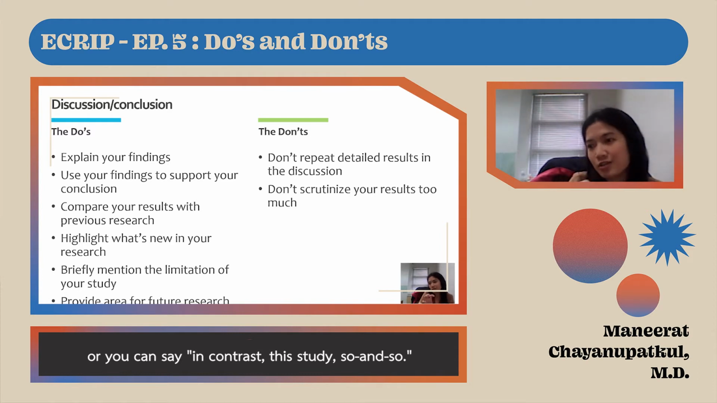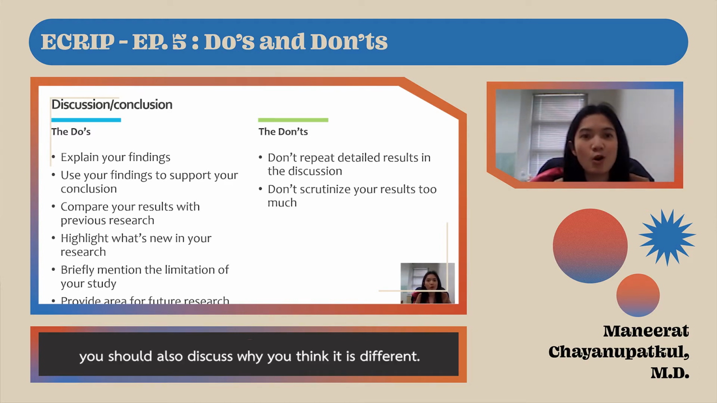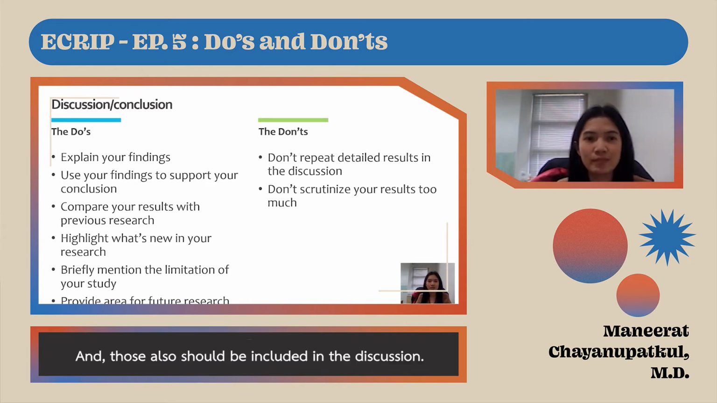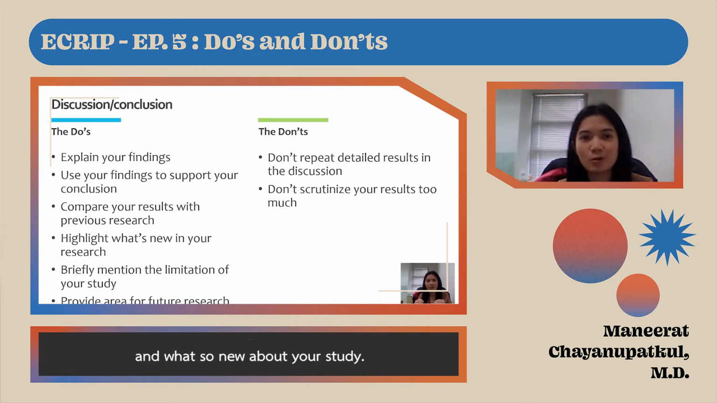Or you can say, in contrast, this study shows so and so. If the results are different, you should also discuss why you think it's different. Is it methodology? Is it a dose of the medication? Are there other factors? Those should be included in the discussion. Like what's new in your research, because that's what will get you published.